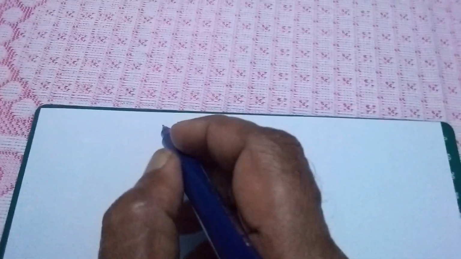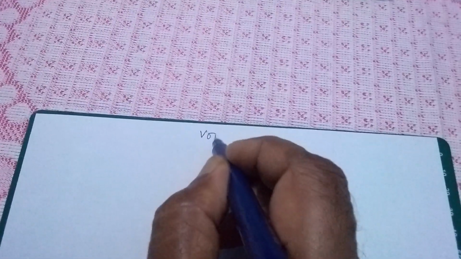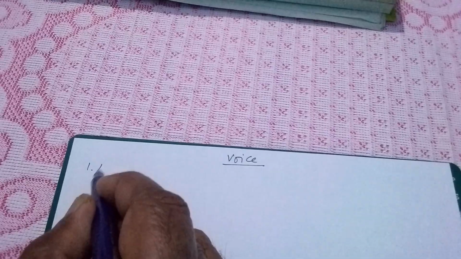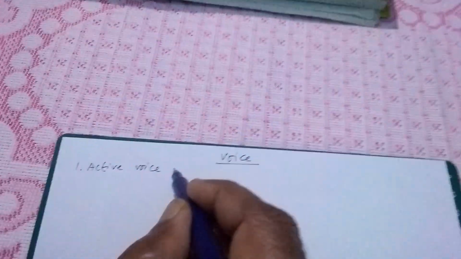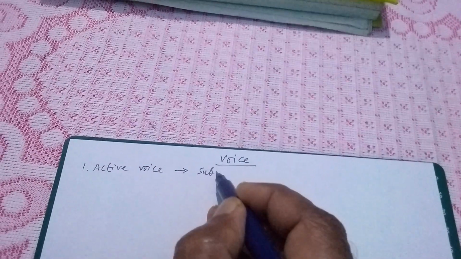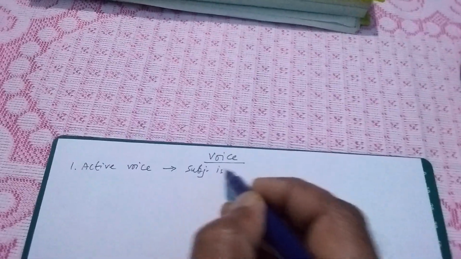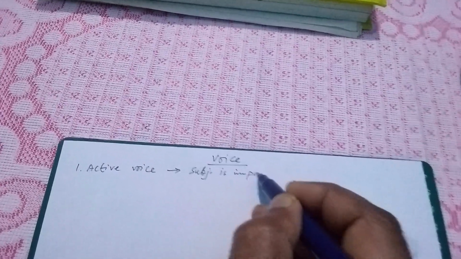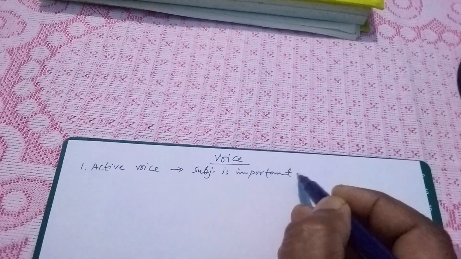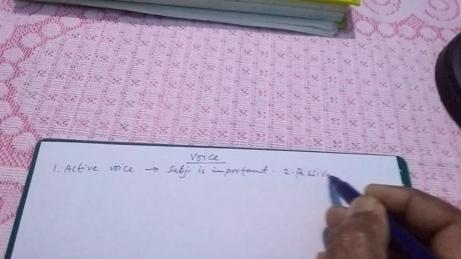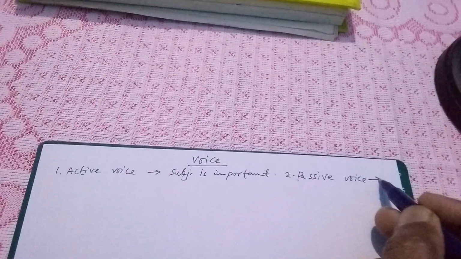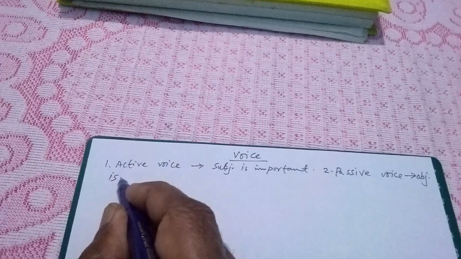Dear students, today I am going to explain to you about voice. It is of two types. Active voice, in which the subject is important. Second is passive voice, in which the object is main.